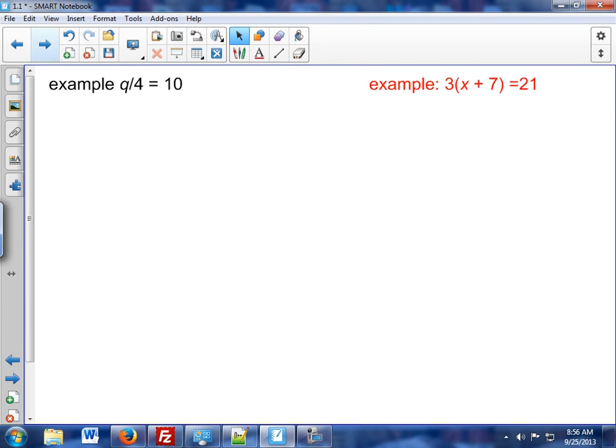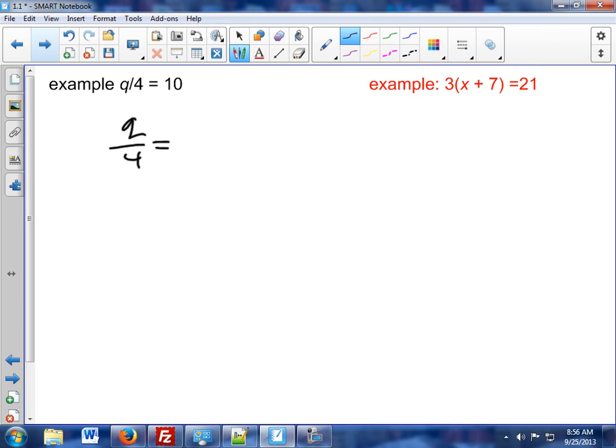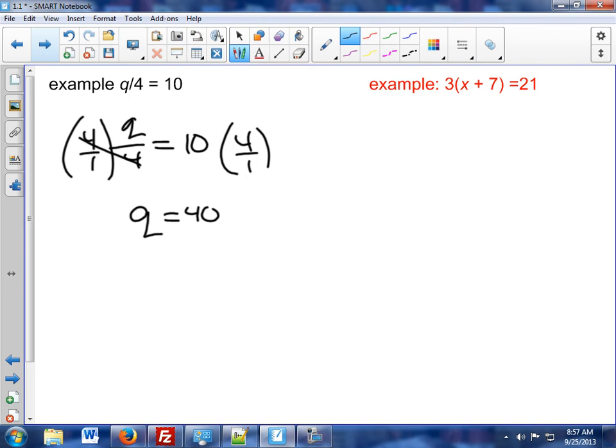Now I do have to mention dividing. You don't have to do this problem. I'm going to do it for you. It's basically the same as multiplying. I'm going to have Q over 4 equals 10. What does this bar mean? Divide. Q divided by 4 equals 10. What's the opposite of dividing? So you're just going to multiply by 4 over 1. Q is equal to 40. And you can test this one.